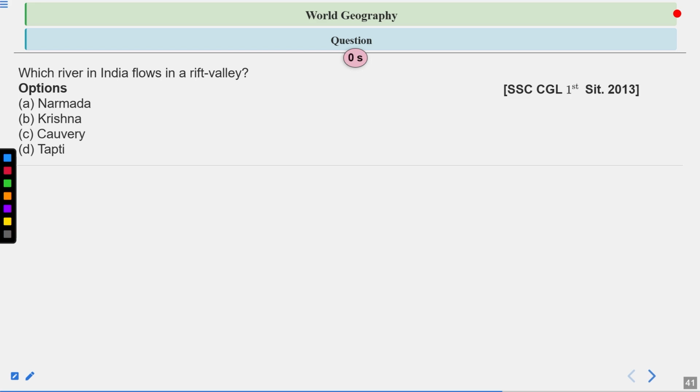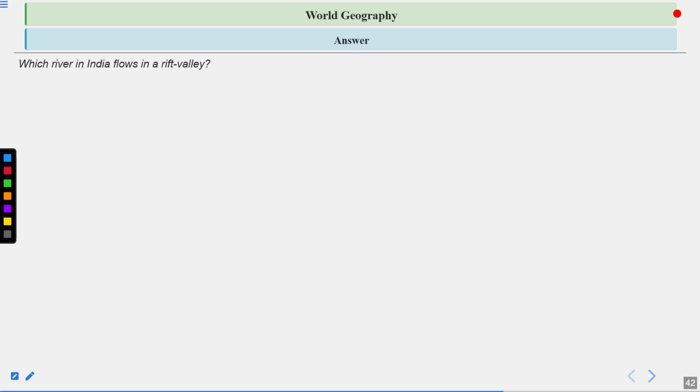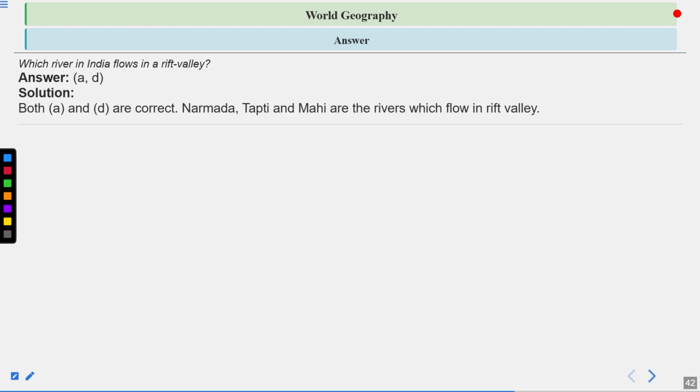So, if we talk about the Rift Valley, the Rift Valley is formed in the region, and the river that flows through this Rift Valley is A and D. So, both A and D are correct. Narmada, Tapi and Mahi are the rivers which flow in the Rift Valley. So, the correct answer for this question will be both A and D.